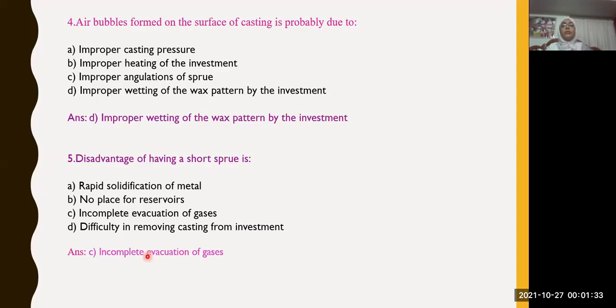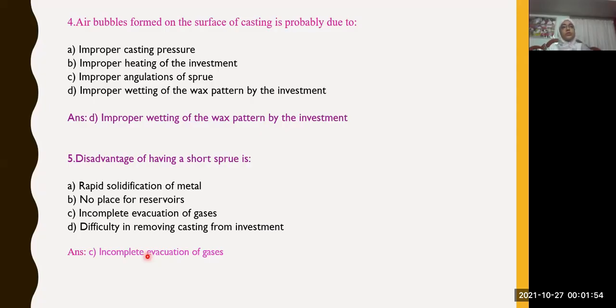Okay. Air bubbles formed on the surface of casting. So why do air bubbles form? Mainly because you have not used the wetting agent properly. So improper wetting of the wax pattern by the investment will give you air bubbles on the surface of casting. Next, disadvantage of having a short sprue.